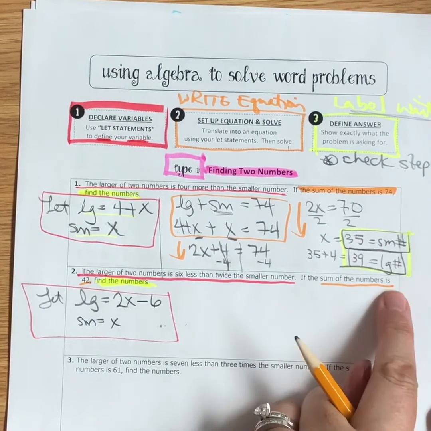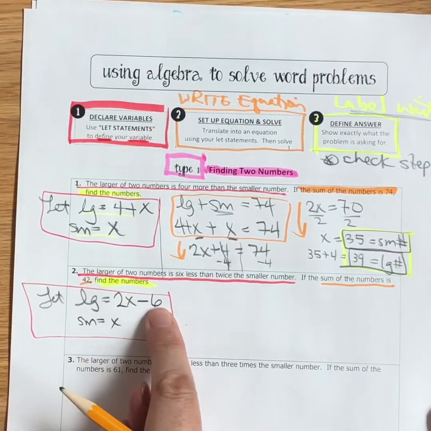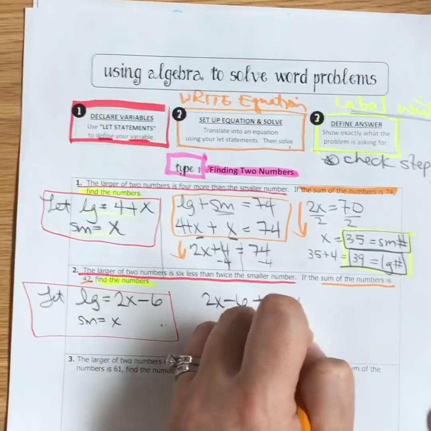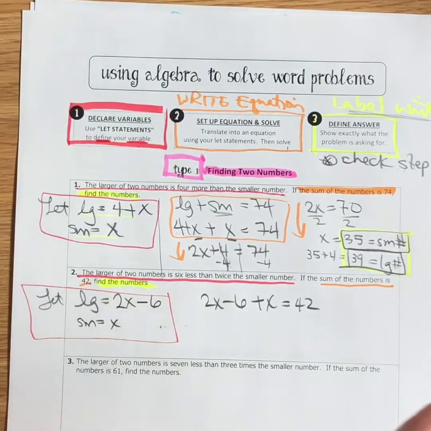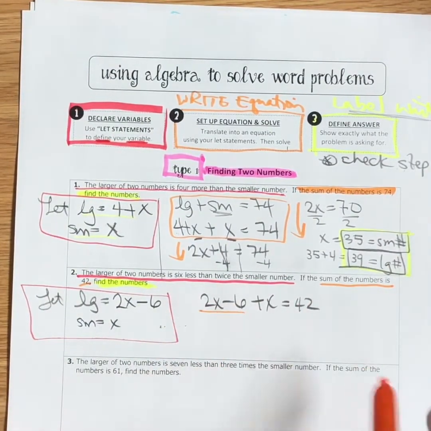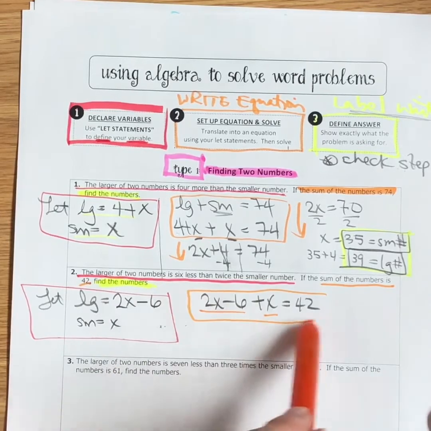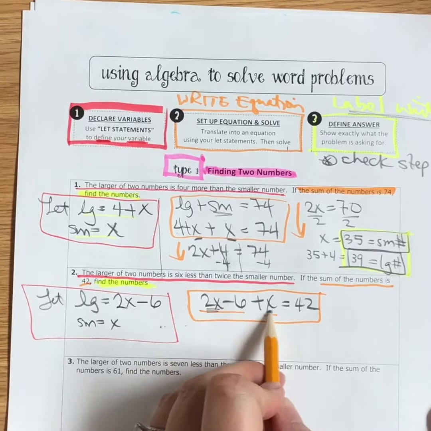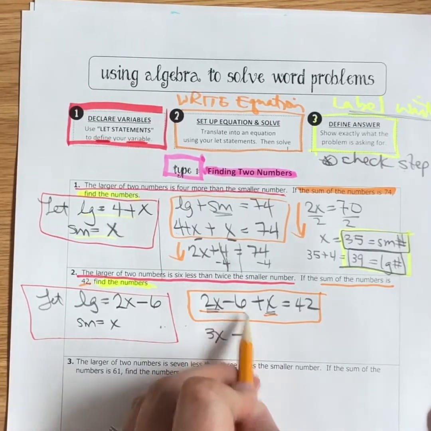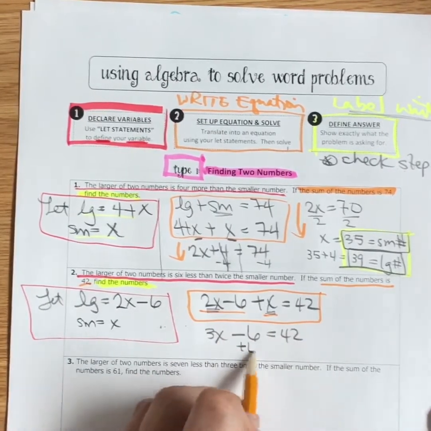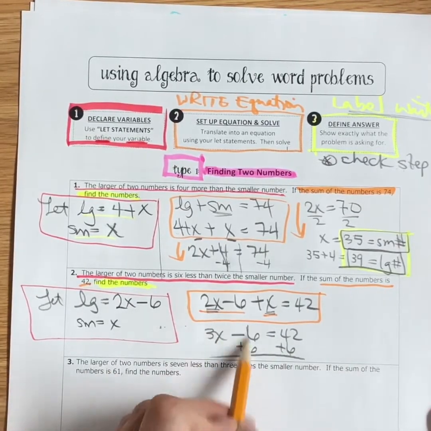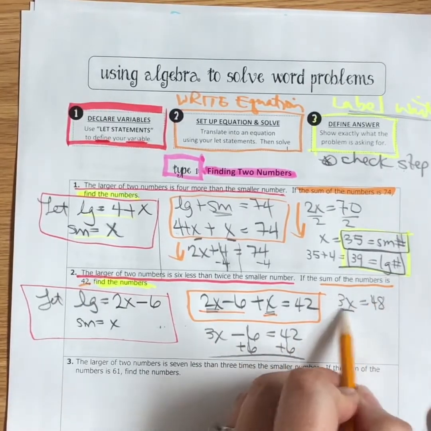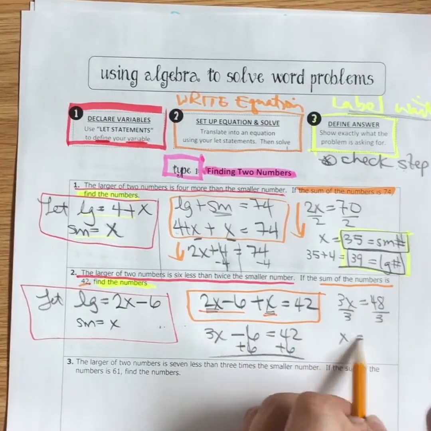The sum of the numbers is 42. So we have to add both 2x minus 6 and x. So it's 2x minus 6 plus x is 42. Okay? That's the sum of the two numbers, because here's your small, here's your large, and that gives us the whole equation. Now we just solve. So you collect like terms. So the 2x plus x is 3x minus 6 equals 42. We add the 6, and then those eliminate, so we have 3x equals 48, divide by 3, and x equals 16.